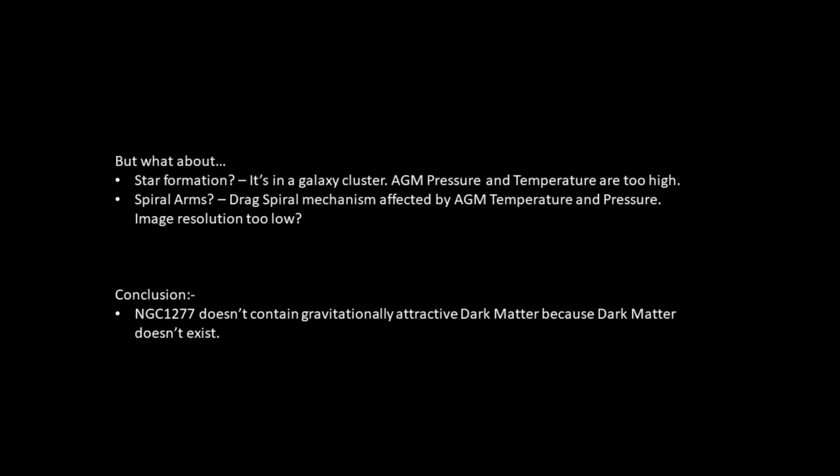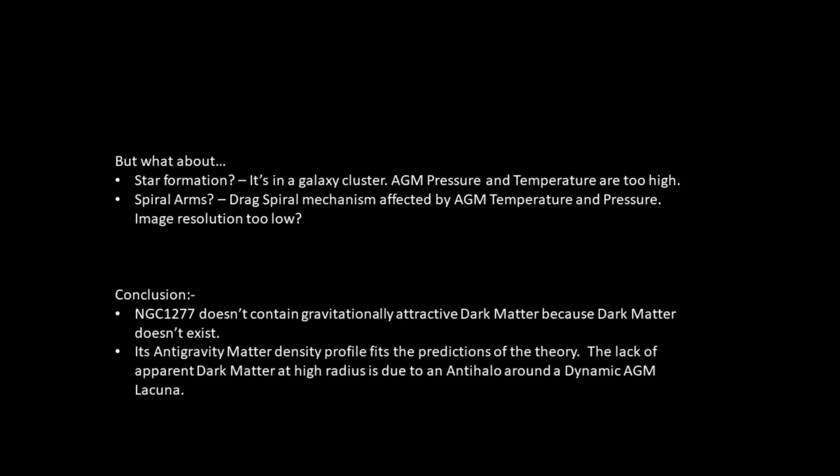So our conclusion? NGC1277 doesn't contain gravitationally attractive dark matter because dark matter doesn't exist. Its anti-gravity matter density profile fits the predictions of the theory, and the lack of apparent dark matter at high radius is due to an anti-halo around a dynamic AGM lacuna.